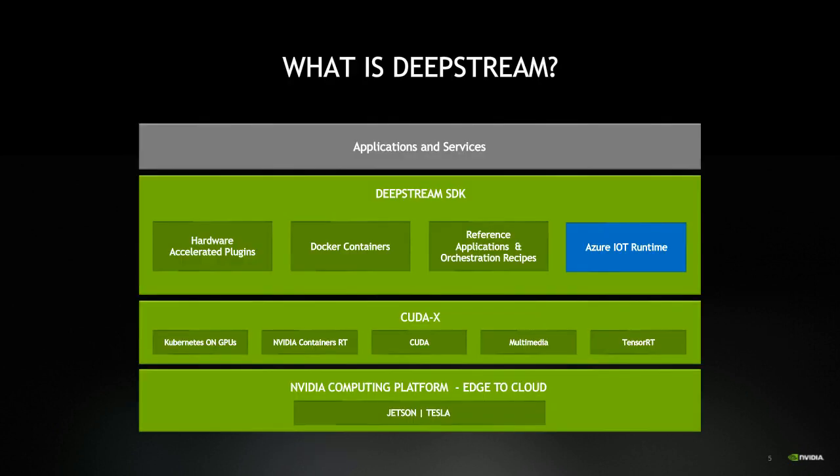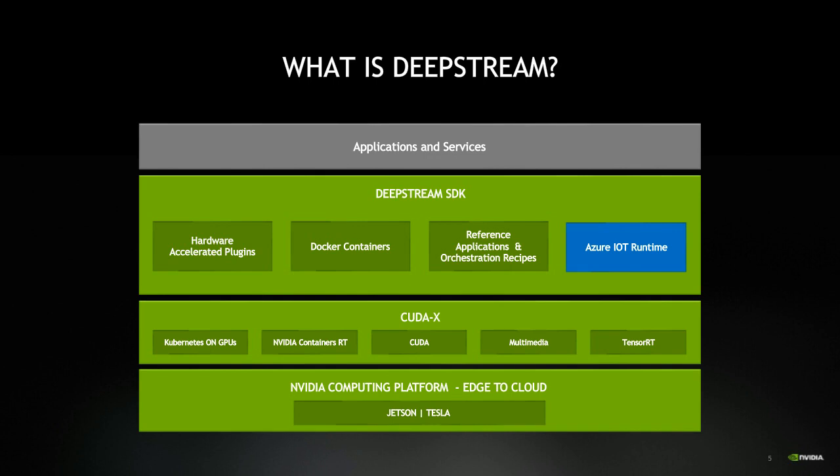This is the entire DeepStream software stack, from application level all the way down to the hardware. At the very top is the application. Under the application layer is the SDK. DeepStream SDK is a streaming analytic toolkit which consists of various hardware-accelerated plugins that provides the highest throughput for any computer vision and IVA applications.